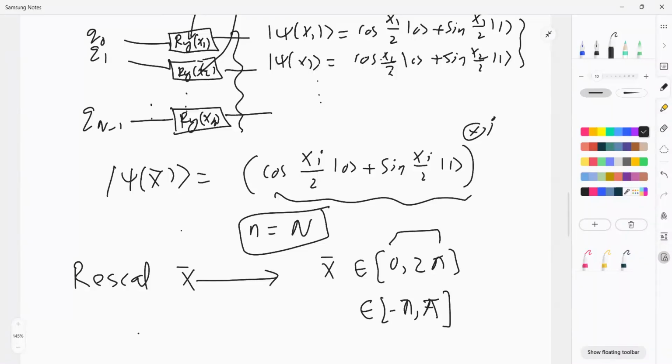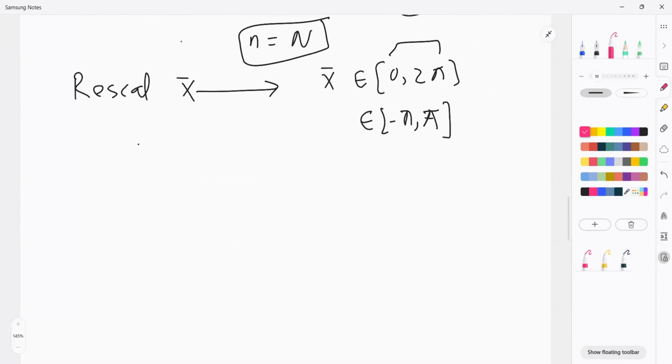All right. So any question about the angle encoding? If not, let's go to the next encoding scheme. It's called the phase encoding.